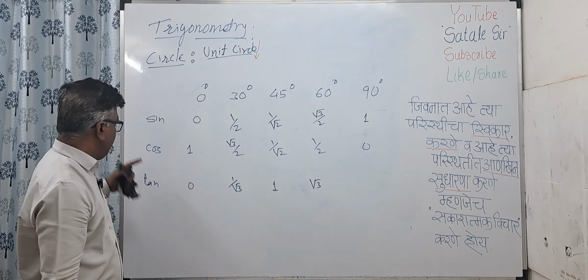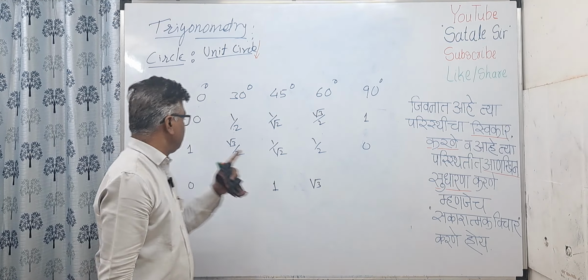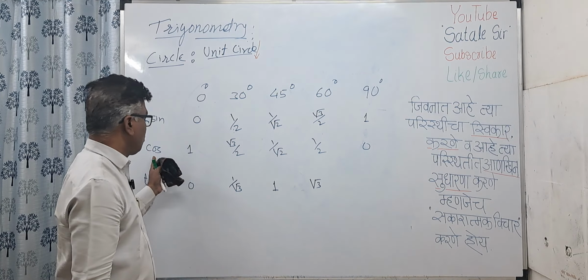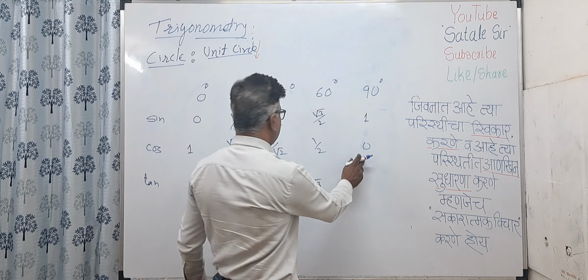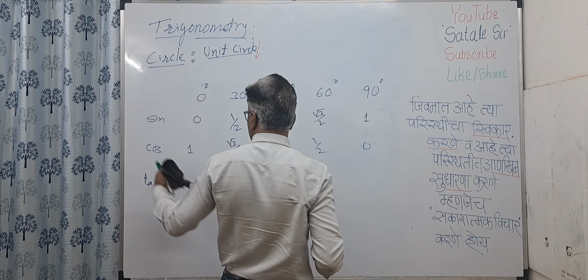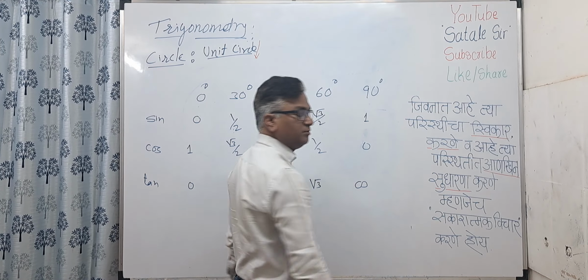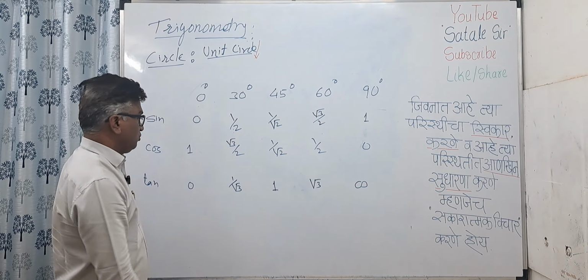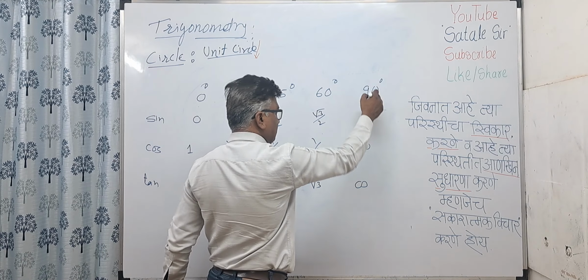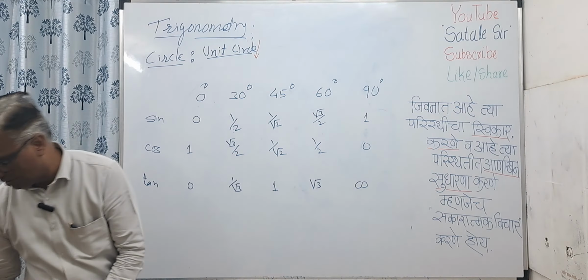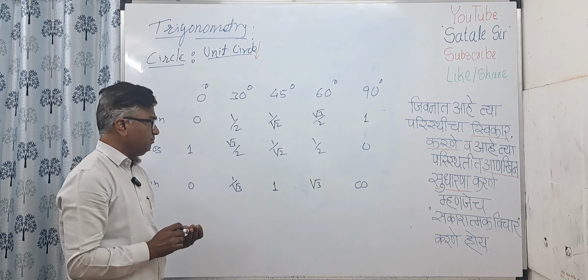And tan of 90 degrees means sine of 90 divided by cos of 90. Cos 90 is 0, sin 90 is 1. That means 1 upon 0, which comes out to be infinity. So at 90 degrees the tan will be infinite. It doesn't have any value as such.